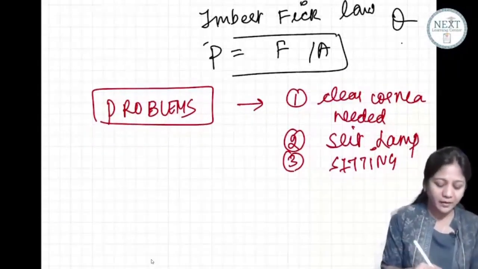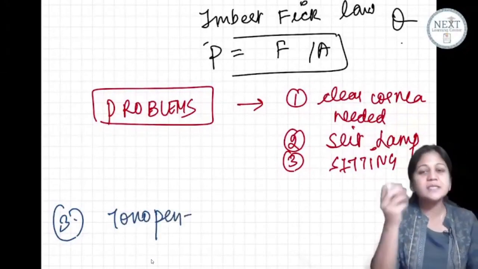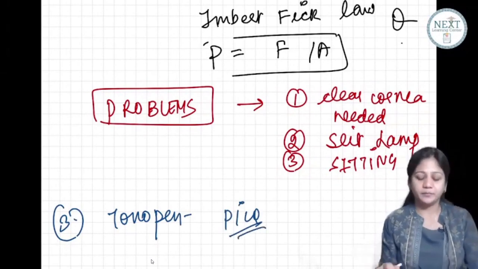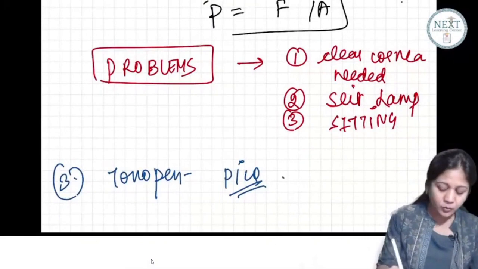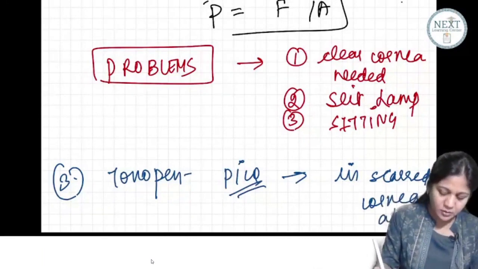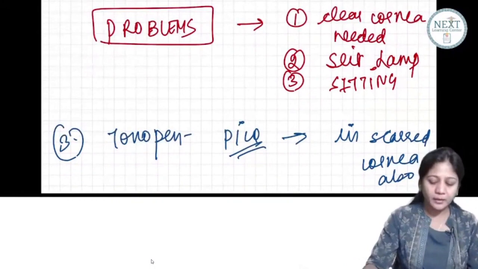For that, we have made one more tonometer which is very user friendly. It is like a pen. It is the Tono-Pen. Okay, it is the Tono-Pen. It gives you a fairly good reading in scarred corneas also. So Tono-Pen is important.